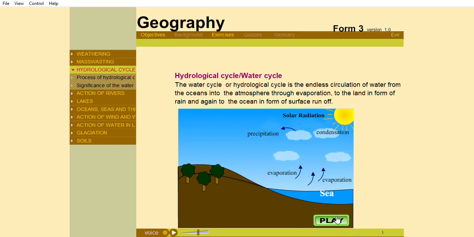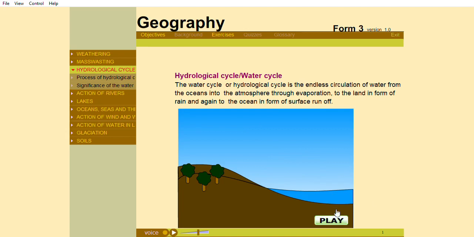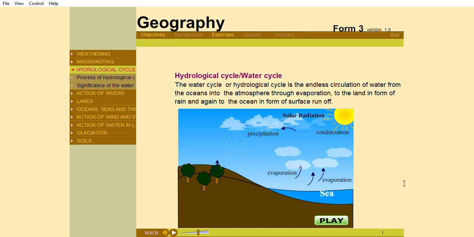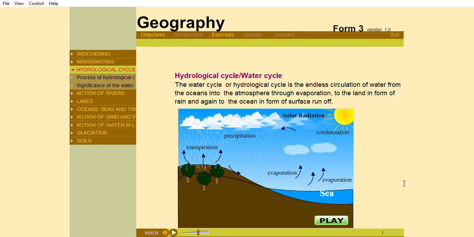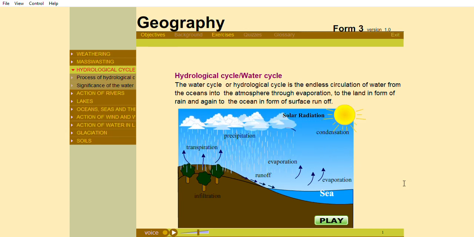Hydrological cycle. Definitions. The water cycle or hydrological cycle is the endless circulation of water from the oceans into the atmosphere through evaporation, to the land in the form of rain, and again to the ocean in the form of surface runoff.